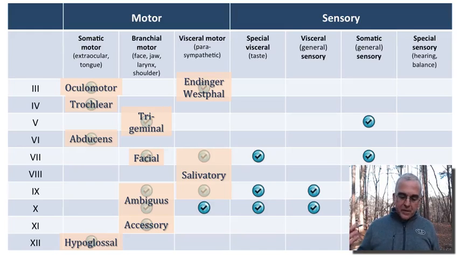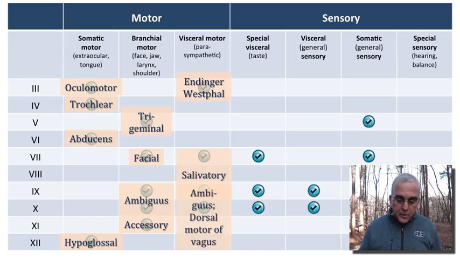Okay, well, the next major parasympathetic outflow to consider comes from 2 nuclei. A division of the nucleus ambiguus, which is separate from the one that provides branchial motor outflow. This division is responsible for the cardioinhibitory output that goes to the heart from the vagus nerve. Well, the other major parasympathetic outflow to consider in the vagus nerve comes from a nucleus called the dorsal motor nucleus of the vagus nerve.